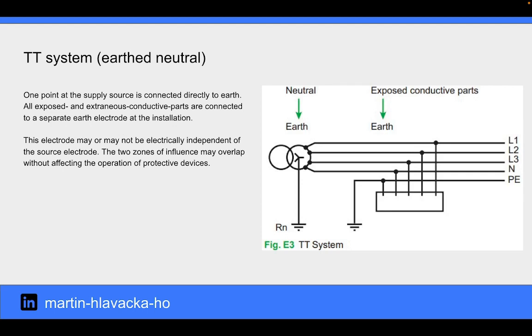TT system. One point at the supply source is connected directly to earth. All exposed and extraneous conductive parts are connected to a separate earth electrode at the installation. This electrode may or may not be electrically independent of the source electrode. The two zones of influence may overlap without affecting the operation of protective devices.